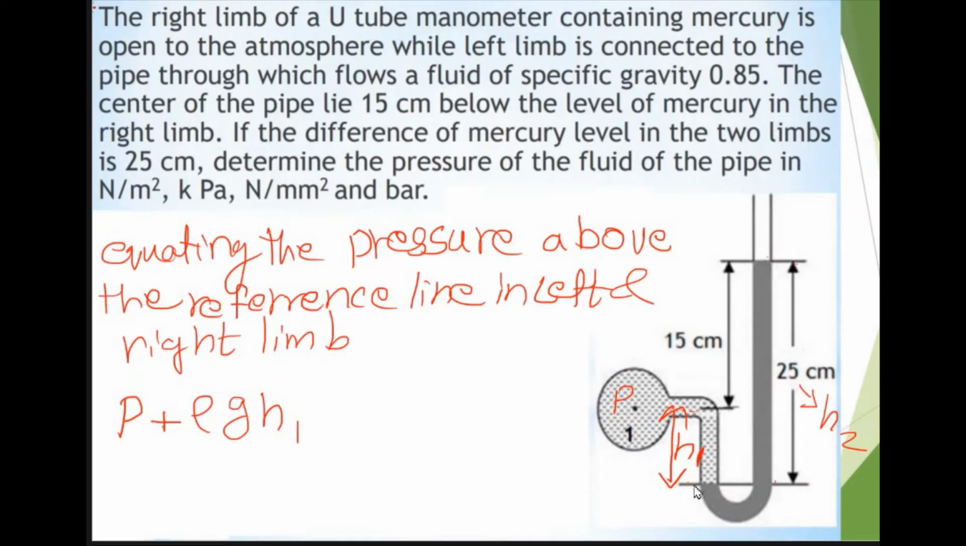We are considering the left limb. So in the left limb above the reference line, P plus rho G H1. I am equating this with the total pressure acting in the right limb above the reference line. In the right limb, the mercury is the manometric fluid, and here the total pressure acting in the right limb above the reference line is rho Hg G H2.